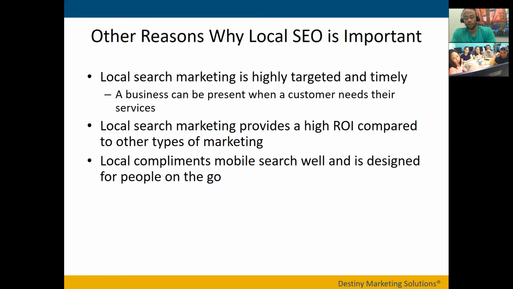Local complements mobile search well and is designed for people on the go. So going back to the pizza or the movie theater example, if someone is looking for a movie theater, they are on the go, they're probably not at home in front of their computer, and they want to find somewhere that's close to them. So the cool thing about mobile search now is that it's only going to return results that are close to you.